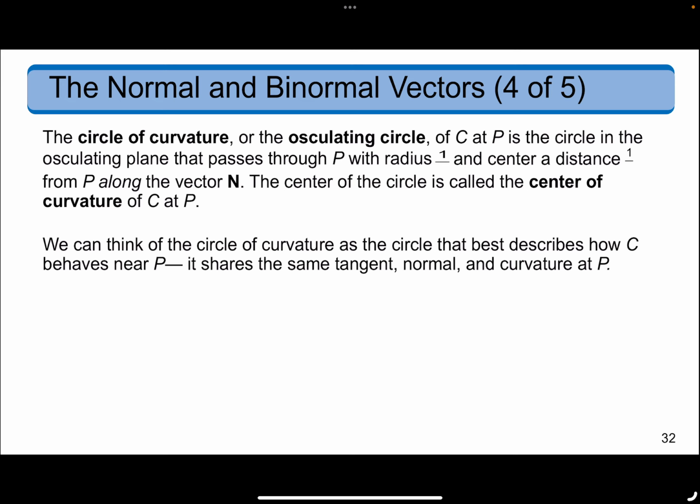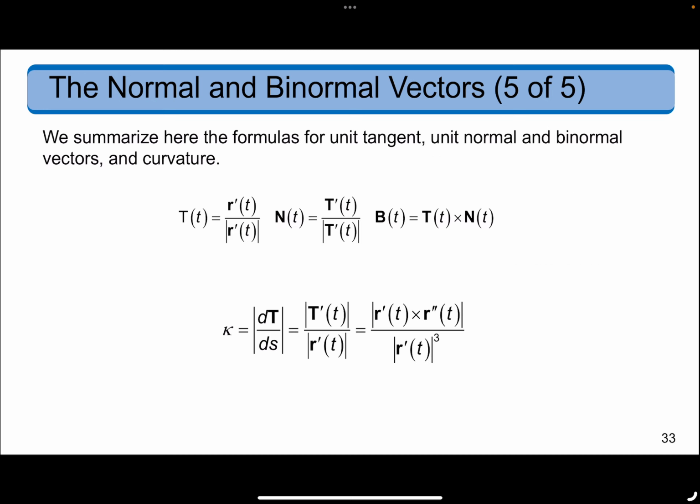The circle of curvature, or the osculating circle of C at P, is the circle in the osculating plane that passes through P with radius 1 over kappa, and its center is at that distance from P along the vector N. The center is called the center of curvature of C at P. We can think of the circle of curvature as the circle that best describes how C behaves near P. It shares the same tangent, normal, and curvature at P.